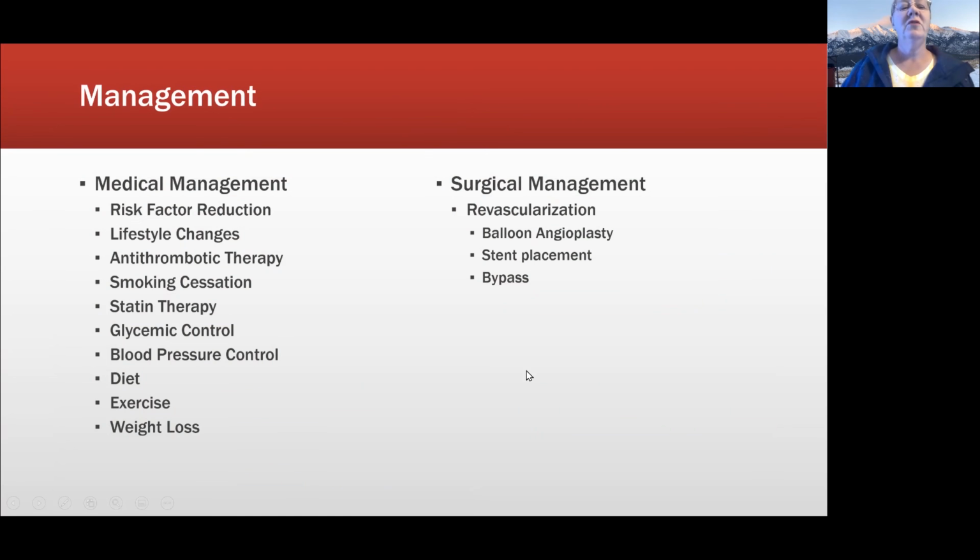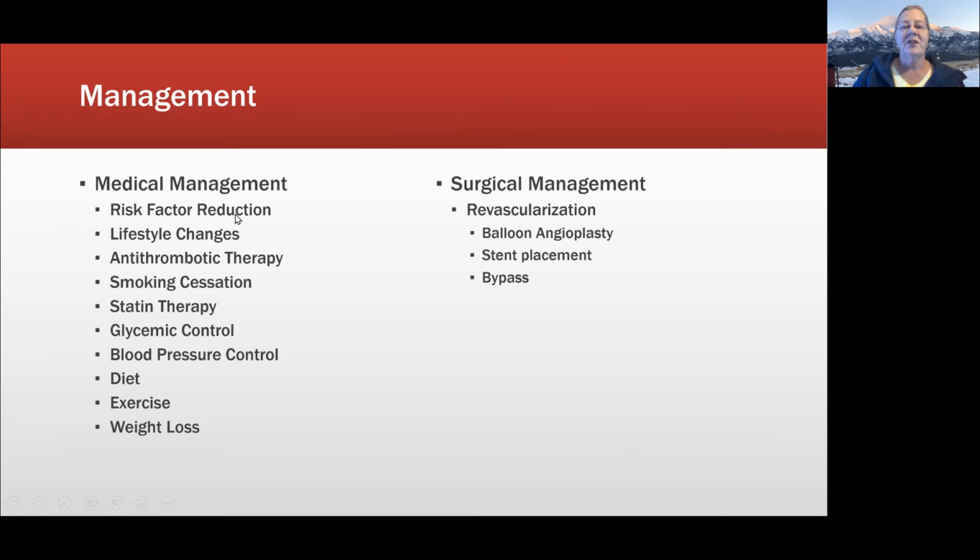So what do we do about our patient when we have discovered that they are either at high risk for peripheral artery disease or they've been diagnosed with peripheral artery disease? And most often we're going to find that they've already been diagnosed, and now our job is to look at how do we prevent this from becoming any worse. So we're going to look at medical management first, of course.